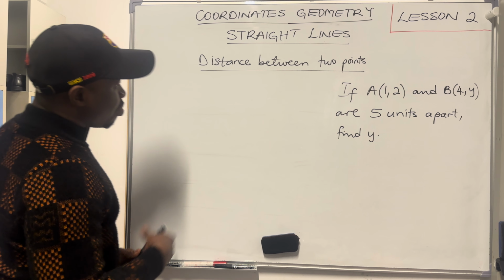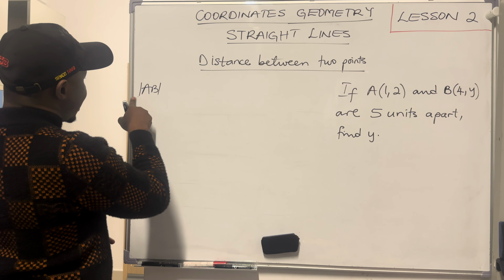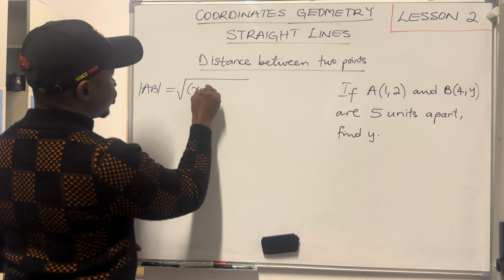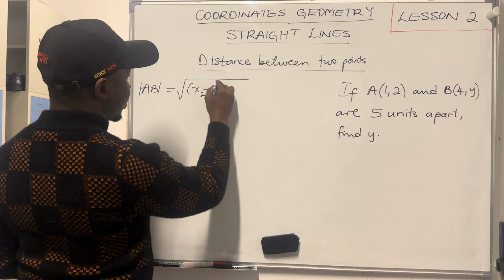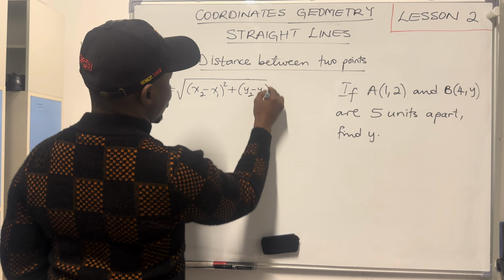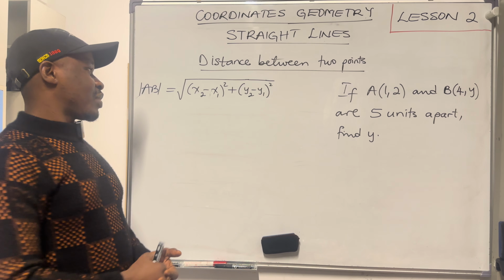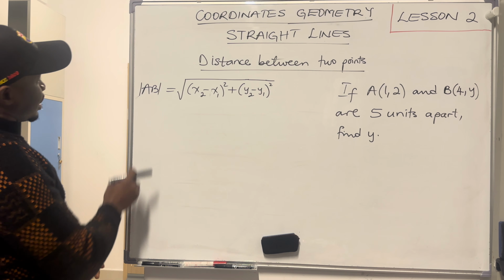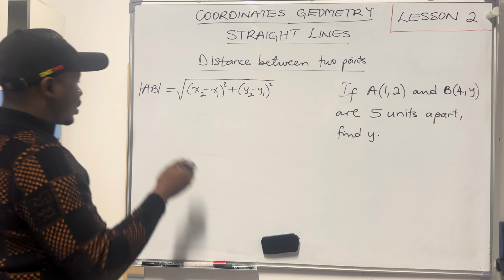Okay. But according to the distance formula, distance AB is the square root of (x2 minus x1) squared plus (y2 minus y1) squared. This is the distance between 2 points. And here we are discussing points A and B. But the distance between A and B is given as 5 units. So we say 5.